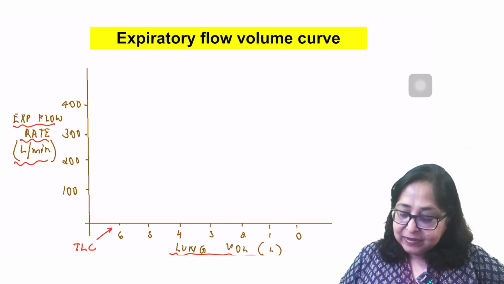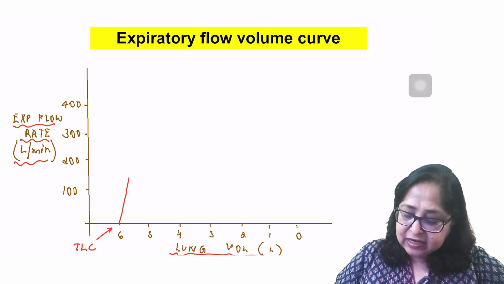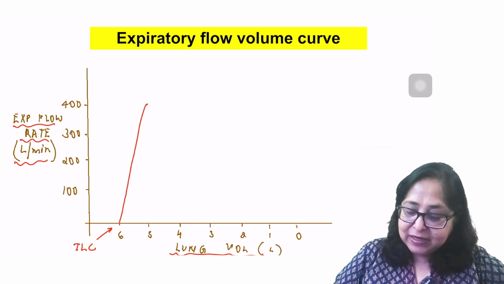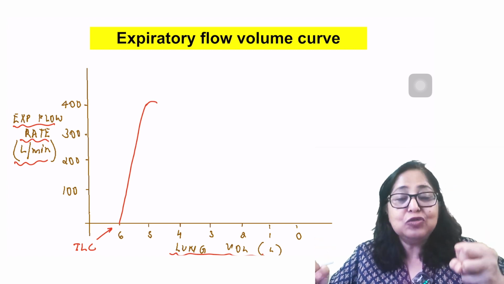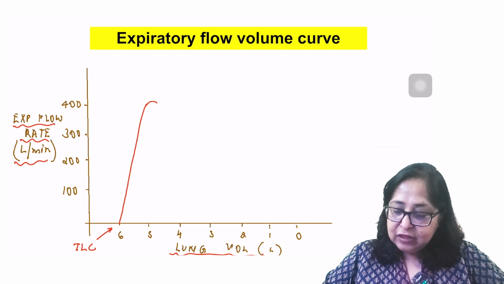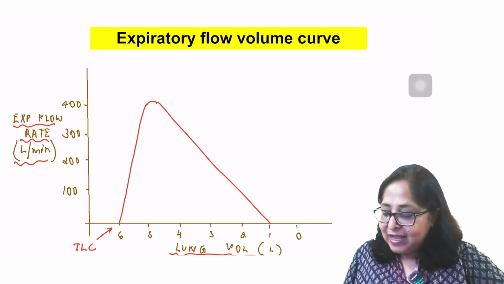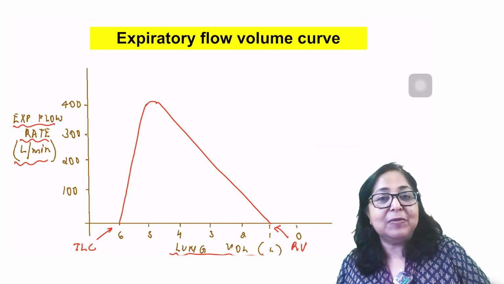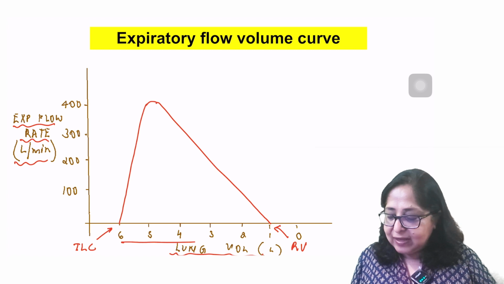So what do we find? Initially, as he starts to breathe out forcefully, there is an increase in his flow rate. It reaches a maximum of 400 liters per minute, and after that, in spite of him using his effort to breathe out forcefully, the flow rate, instead of increasing, now starts decreasing. Now, the lung volume at the end of maximum expiration is residual volume. What is the width of the loop? What is total lung capacity minus residual volume? Forced vital capacity.